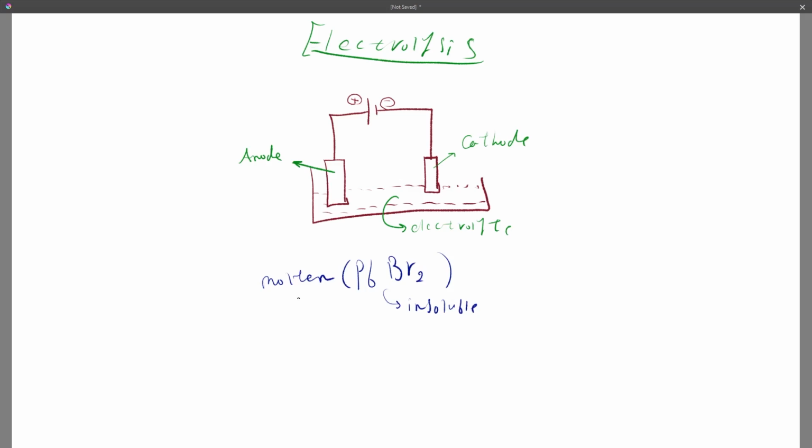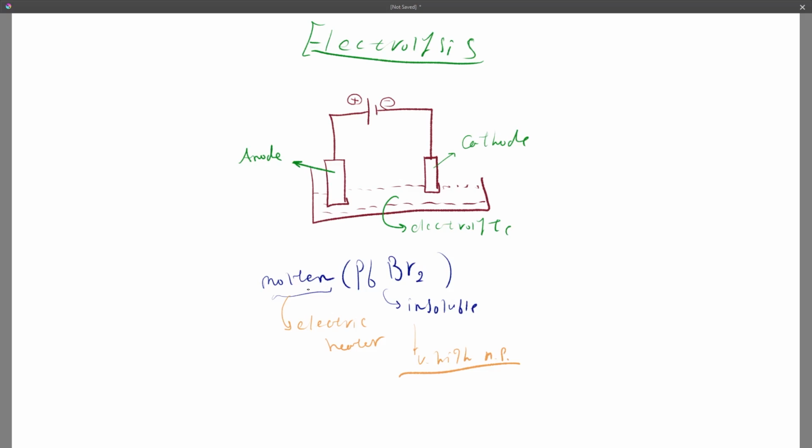Now, how do we get that molten lead bromide? We use an electric heater, simply because a Bunsen burner does not provide enough heat to melt lead bromide. It has a very, very high melting point. So we need a stronger source of heat, like an electric heater.